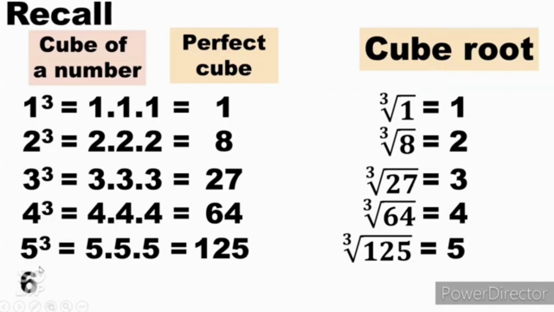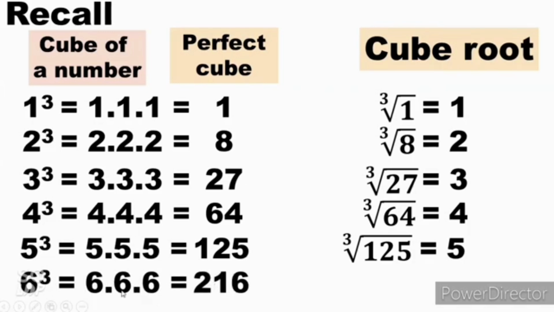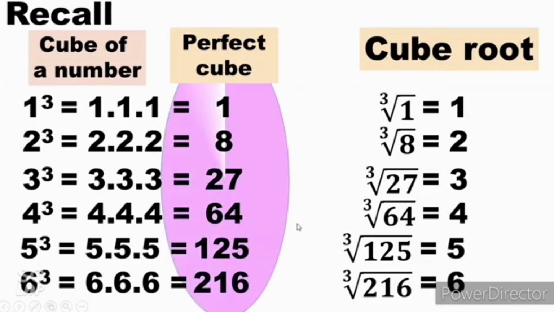Next, we have now 6 cube. 6 cube, we multiply 6 3 times. So 6 times 6 times 6 equals 216. Okay, exponential form, 6 cube. And then, cube root of 216 is equal to 6.